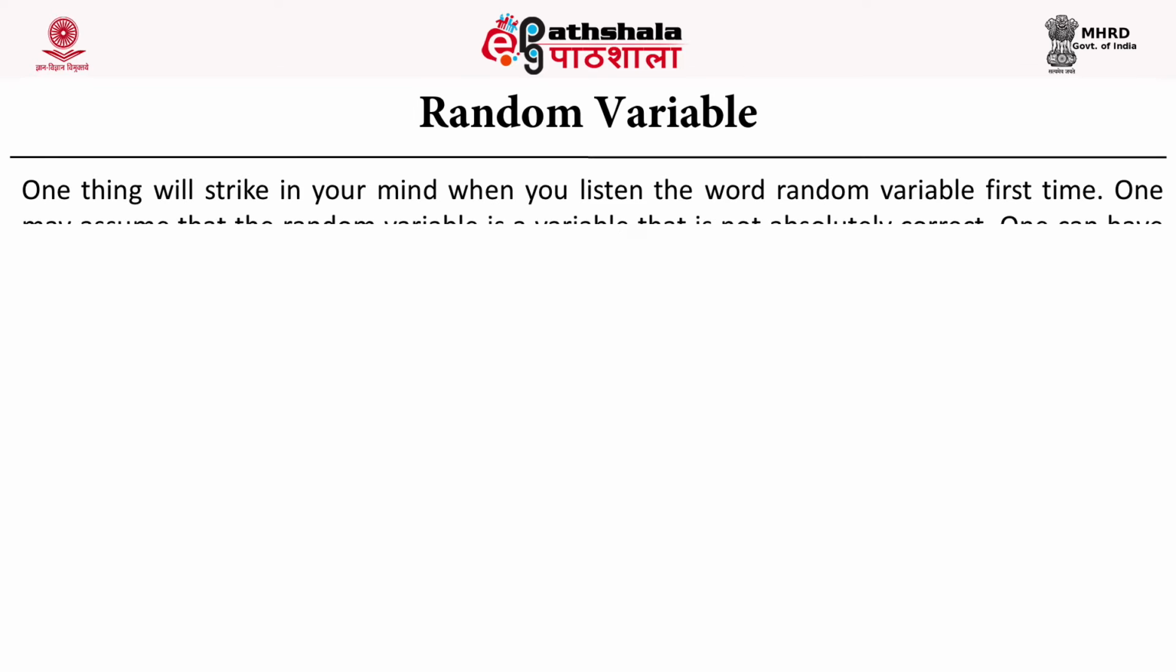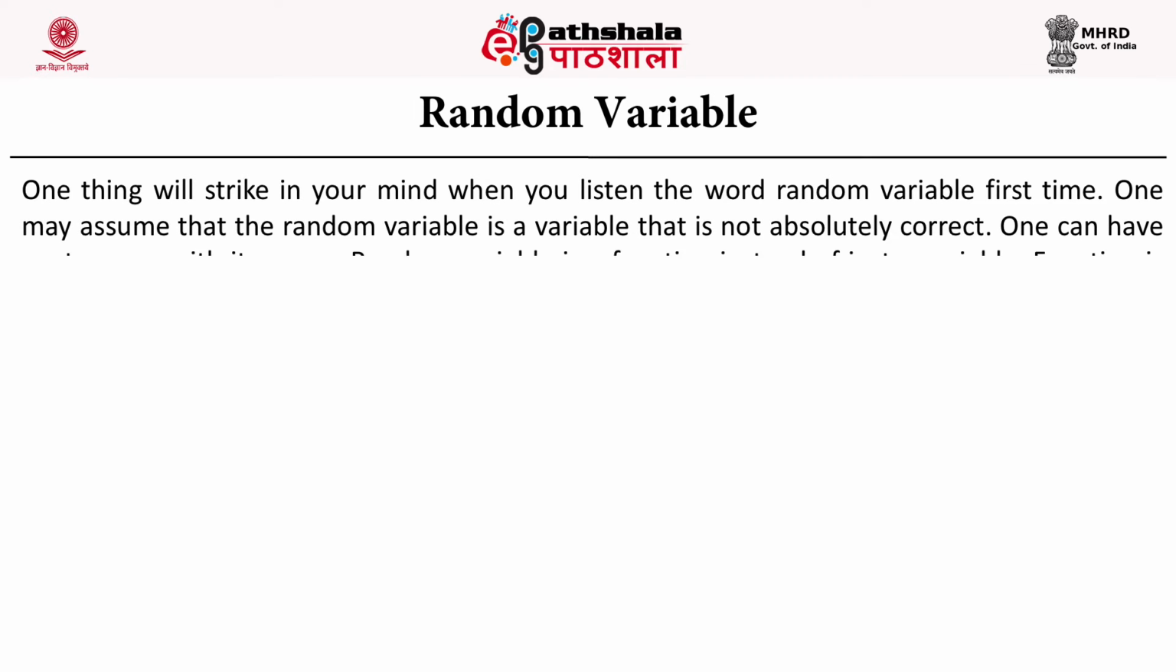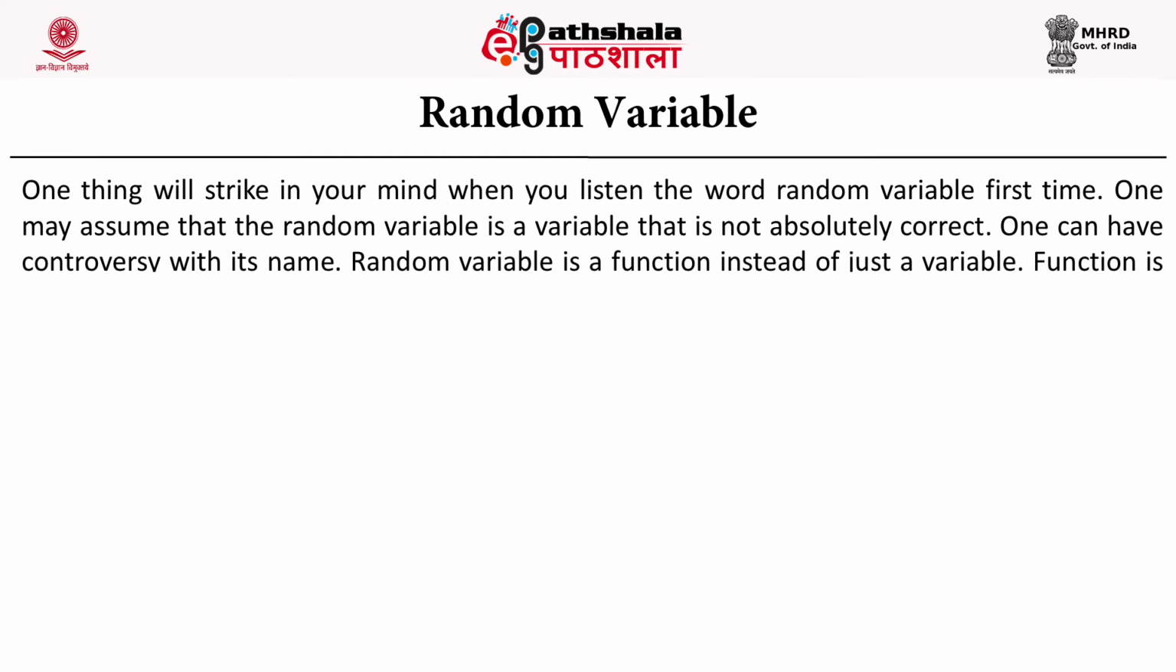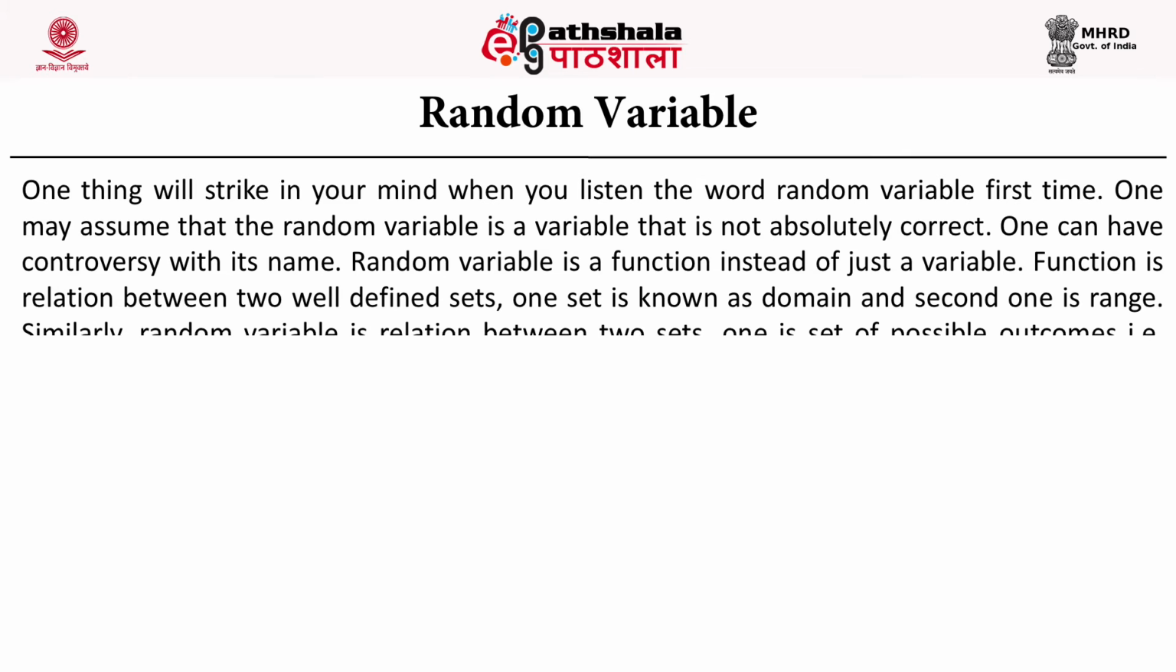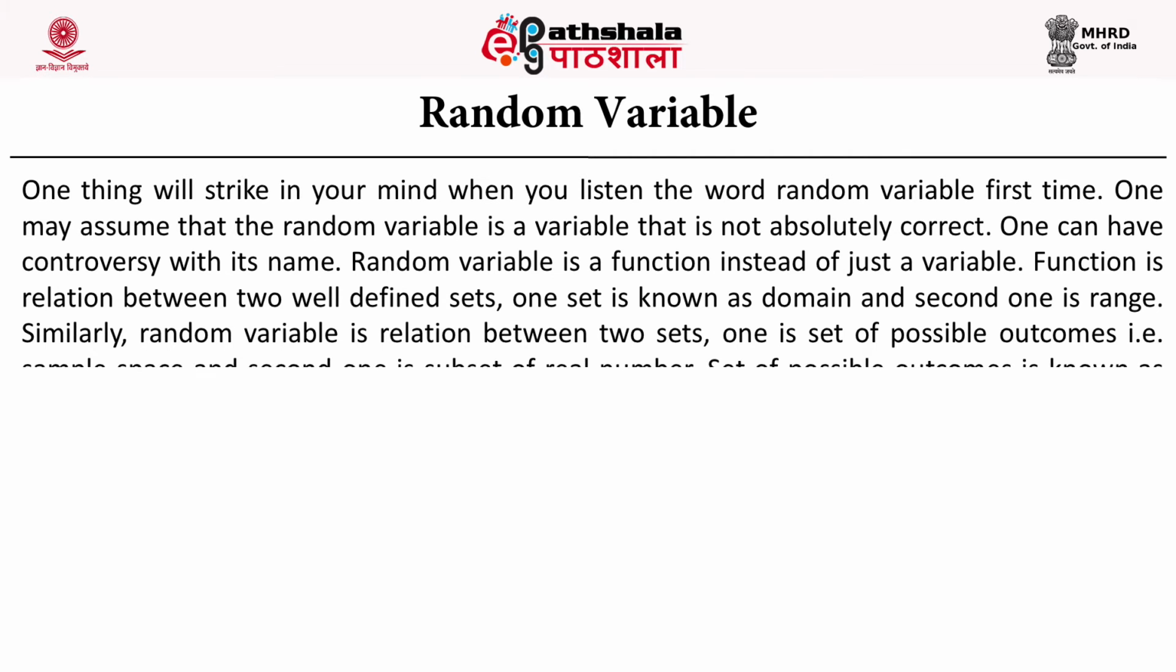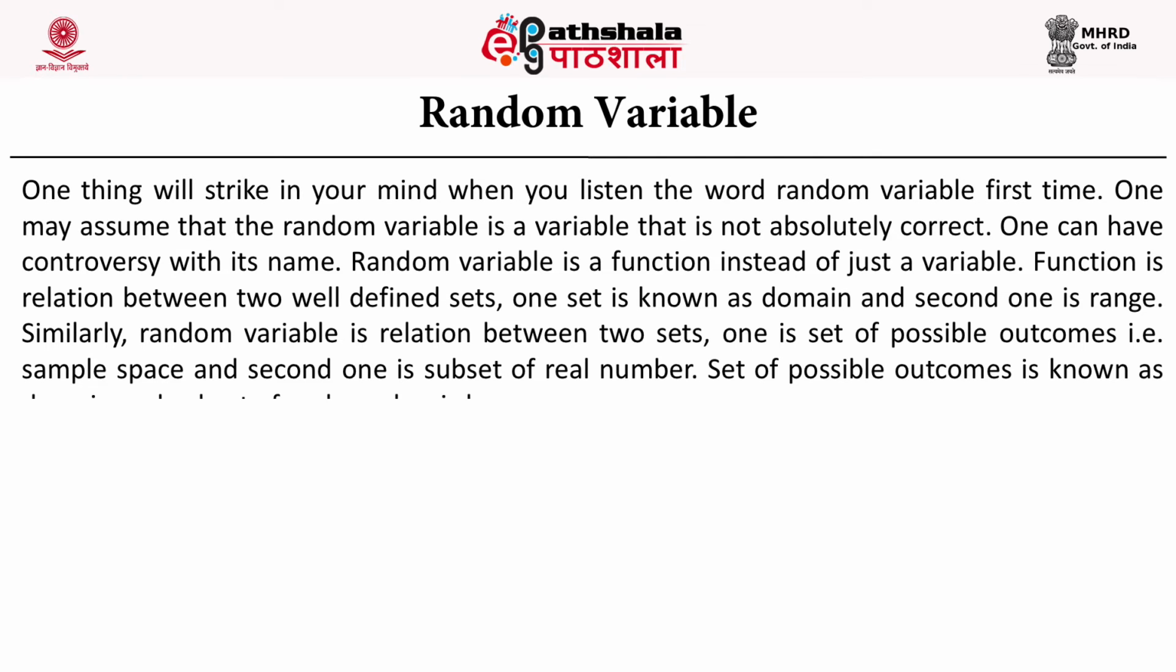One thing will strike in your mind when you hear the word random variable. One may assume that the random variable is a variable. That is not absolutely correct. One can have controversy with the name. Random variable is a function instead of just a variable. Function is a relationship between two well-defined sets. One set is known as domain and the second one is range.